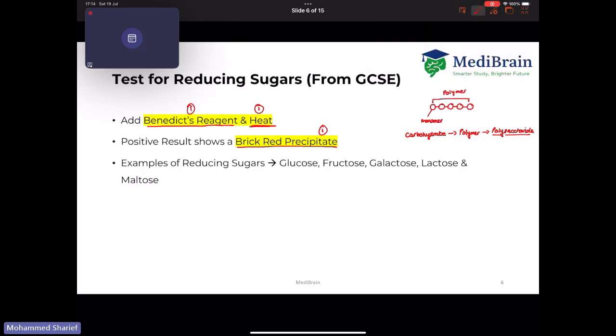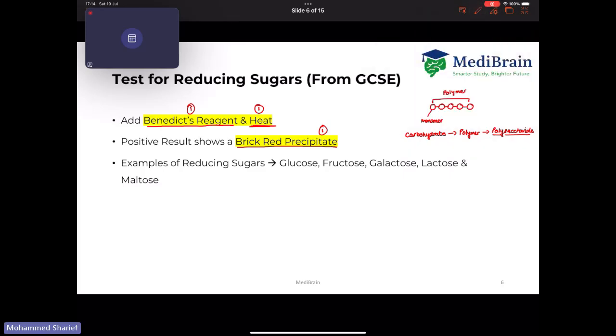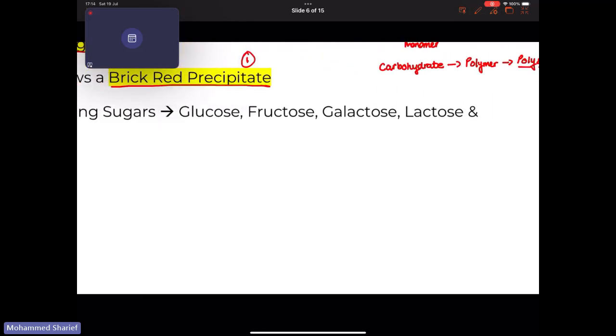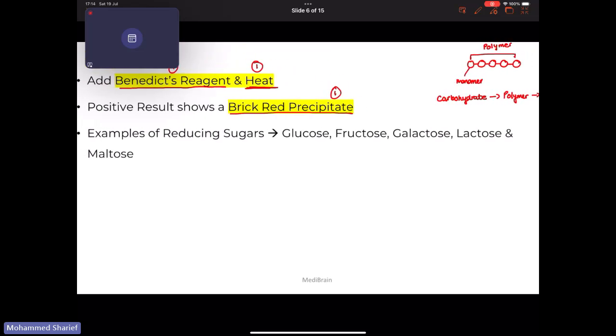So examples of reducing sugars include glucose, fructose, galactose, lactose, and maltose. Those are just some examples of reducing sugars. If I show you the example of a non-reducing sugar, then you will realize that there's only one example of a non-reducing sugar, the rest are reducing sugars.